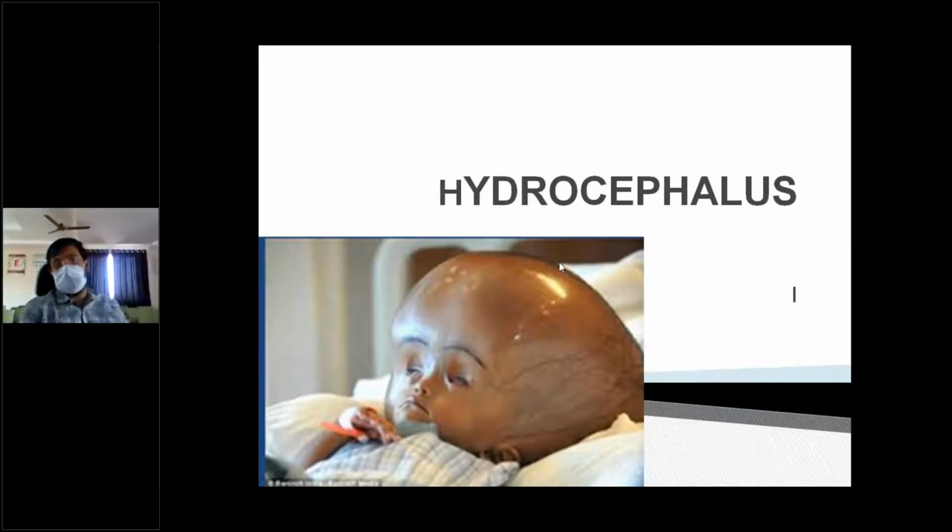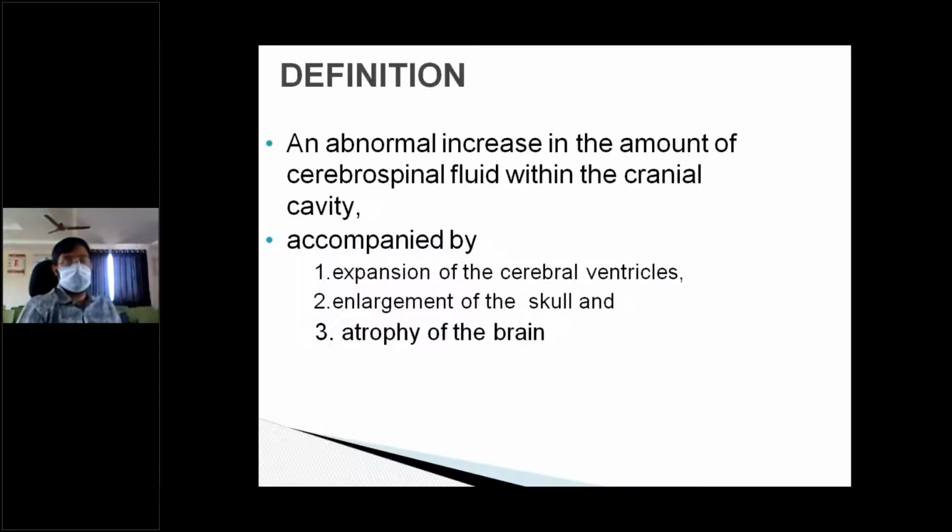Today, my topic is about hydrocephalus. So what is hydrocephalus? It is an abnormal increase in the amount of CSF within the cranial cavity. Basically, it is seen in young children who have expansion of the cerebral ventricles or enlargement of the skull and atrophy of the brain. These are the accompanying features of hydrocephalus.